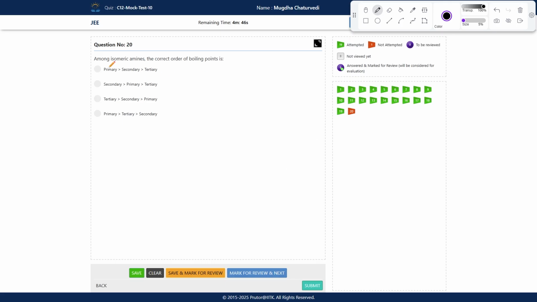It says, among isomeric amines, what is the correct order of boiling point? We just discussed the correct order: primary, secondary, and then tertiary. If I once again look, this is a primary amine where nitrogen has two hydrogens. This hydrogen can form hydrogen bonding, and this hydrogen can also form hydrogen bonding. Here we have two hydrogens available. This is a primary amine.